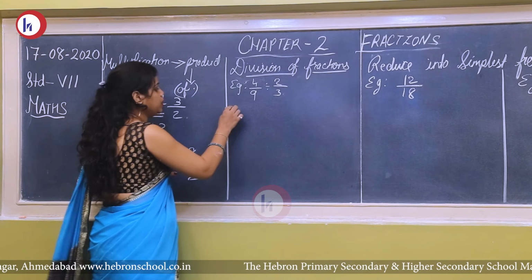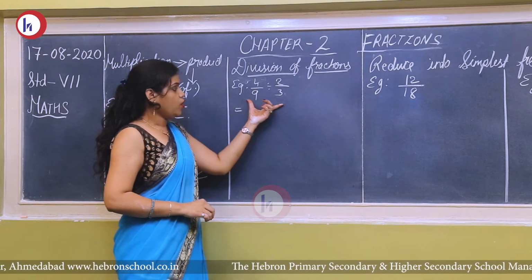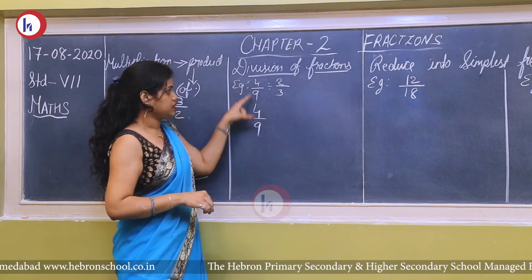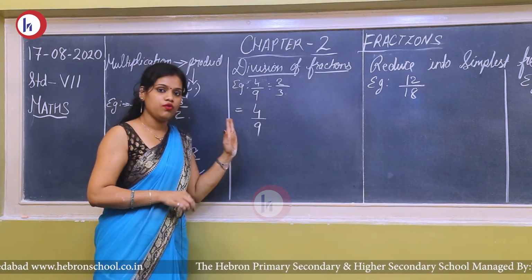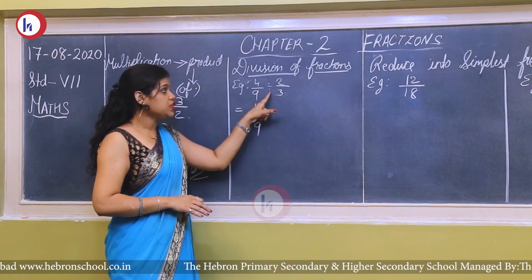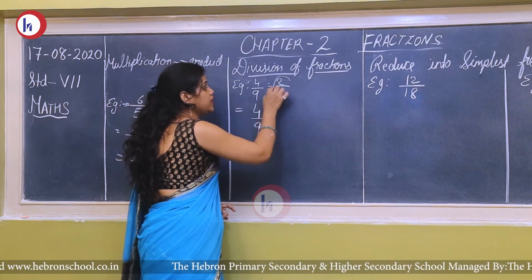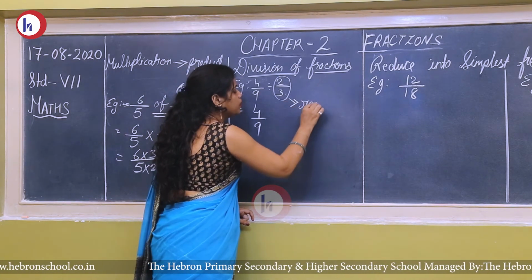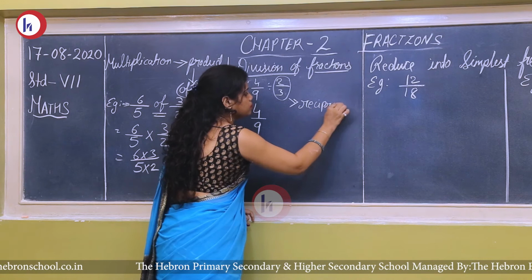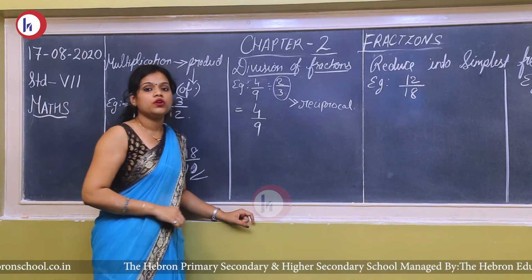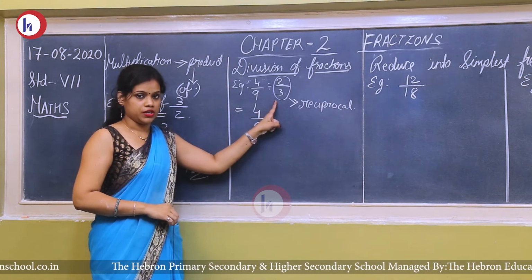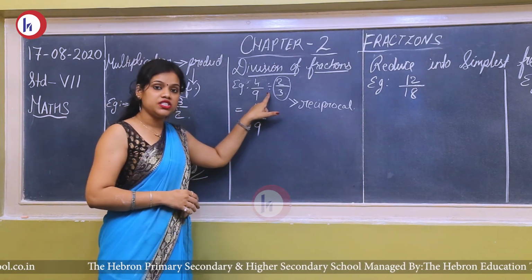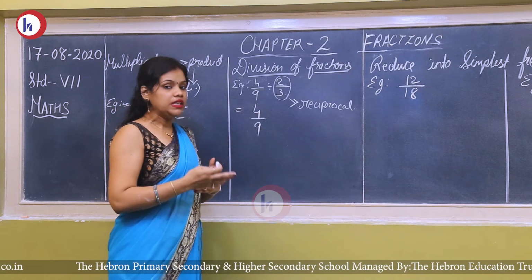So here a unique way is that for division, the first fraction will remain as it is. The first fraction of the division will remain exactly the same. To solve the division, what do we have to do with the second one? We have to reciprocate it. Reciprocal of the second part of the fraction. And when you are reciprocating it, you have to change the division sign into multiplication.